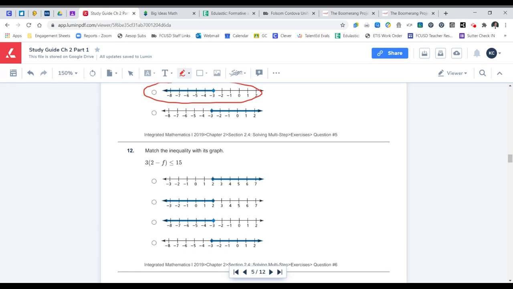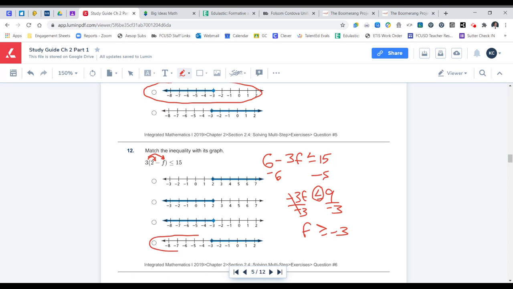Match the inequality with its graph. Well, first I'm going to distribute. Get 6 minus 3f is less than or equal to 15. All right, and here I would subtract the 6 from both sides. Get a 9 here, less than or equal to -3f is what I bring down. Divide by the -3 and circle my inequality because I divided by a negative. F is greater than or equal to -3. All right, that looks like this very last option right here.